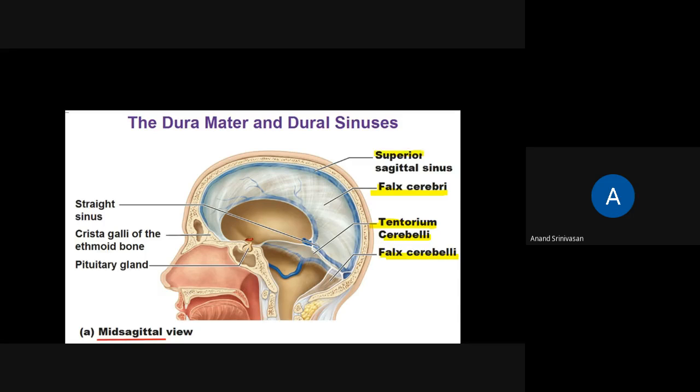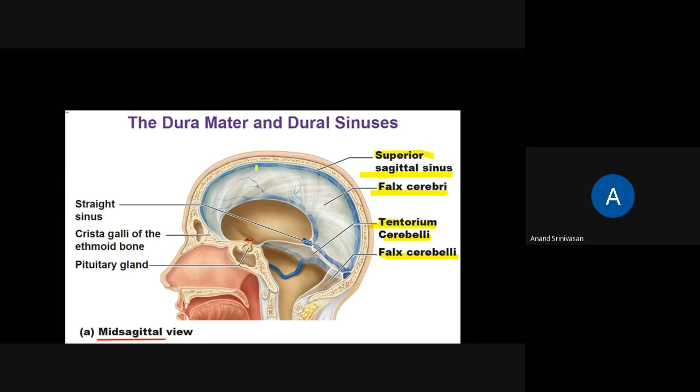Now along this falx cerebri, on the superior aspect of it, you can see a venous channel, and this is called the superior sagittal sinus. We have seen about the arteries in the cerebrum, but the venous channels we have not seen in detail. We have seen only a few of them in the cardiovascular model. So we will be seeing it here in detail.